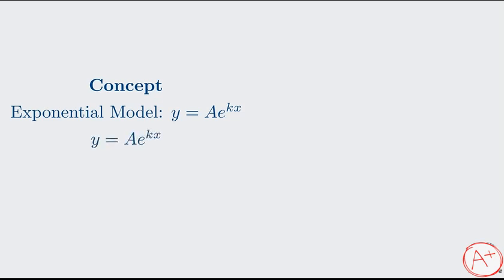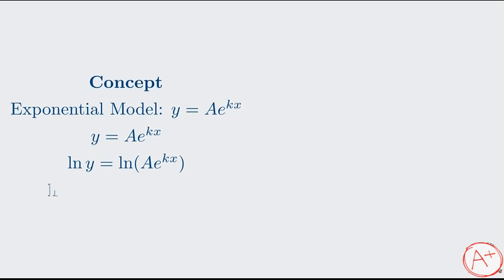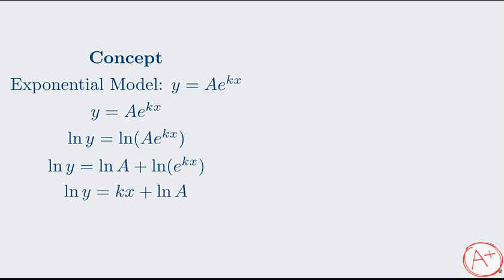A common variation in the Cambridge syllabus uses the base e. Let's look at y equals a times e to the power of kx. Applying natural logs to both sides, we get the natural log of y equals the natural log of a times e to the power of kx. Using log properties, this becomes the natural log of a plus the natural log of e to the power of kx. Using the property that natural log and e are inverse functions, the natural log of e to the power of kx simplifies directly to kx.